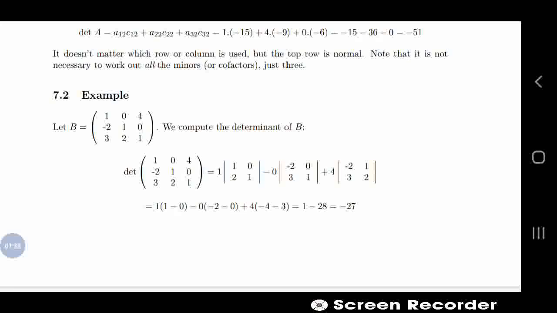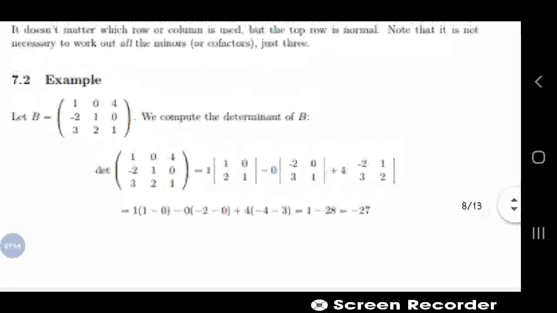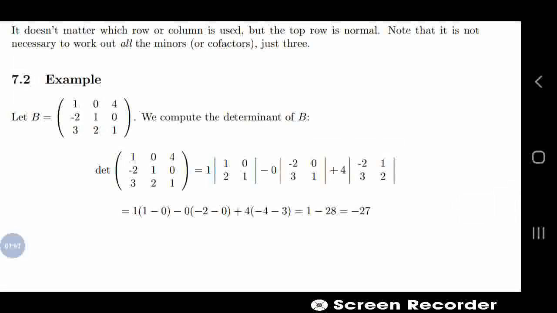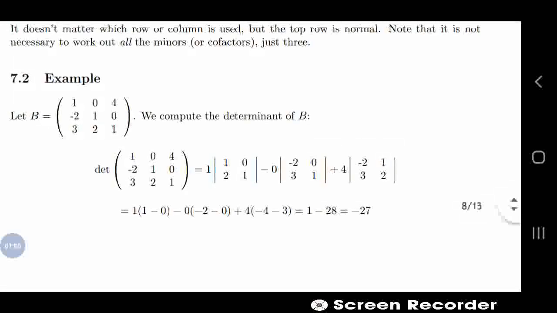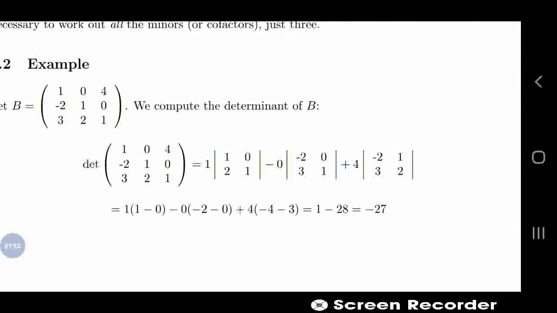Take 1 comma 0 comma 4, minus 2 comma 1 comma 0, 3 comma 2 comma 1. So see here, the one you have to add with the second number, 1 to 1 comma 0, 2 comma 1, here in the second column. Next minus 0 you have to add with 2 comma 0. Like this you have to add minus 2 0 3 1 with this number. Next 4 you have to add with minus 2 1 4 3 into 2.